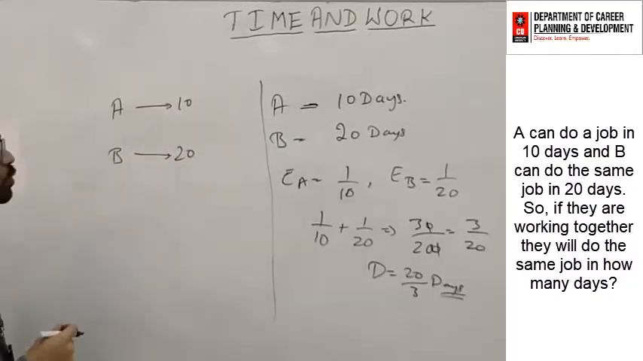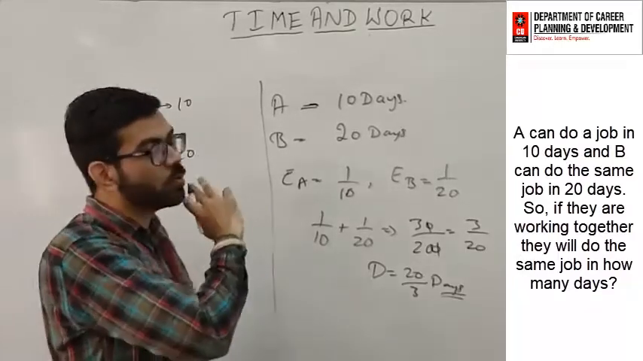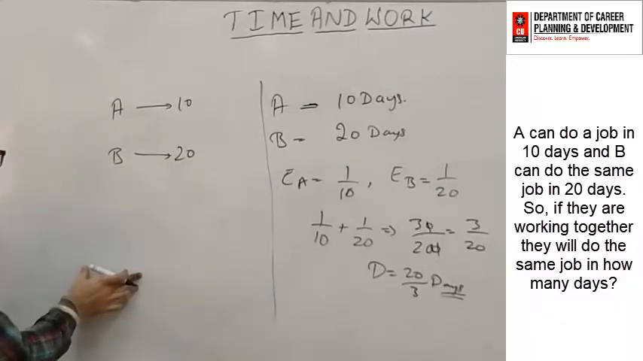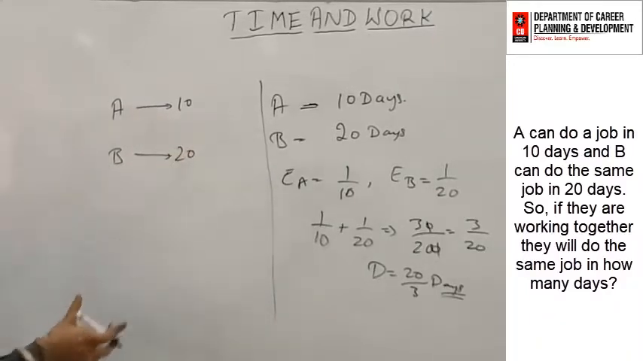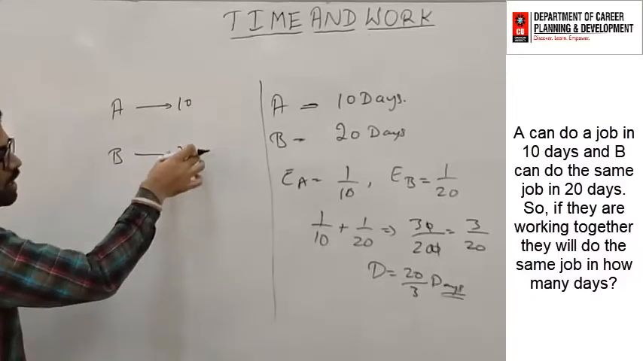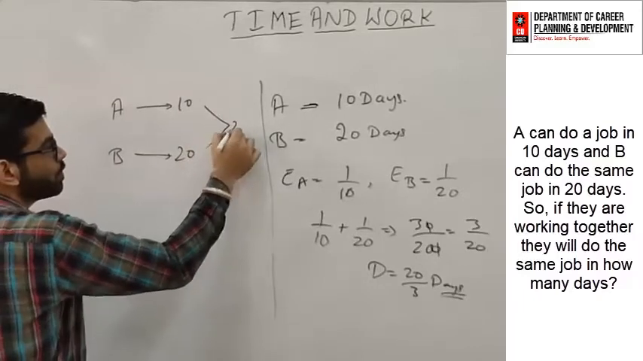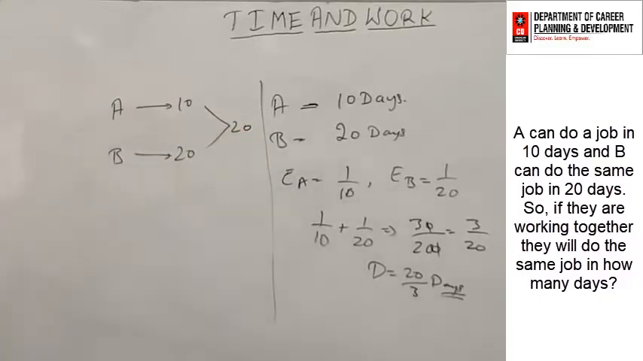Next, we have to take the total work, because according to the formula which I have already written, the total work is the important one. The total work will always be taken as the LCM of these numbers, because we do not want any fractions. So LCM of 10 and 20 comes out to be 20.